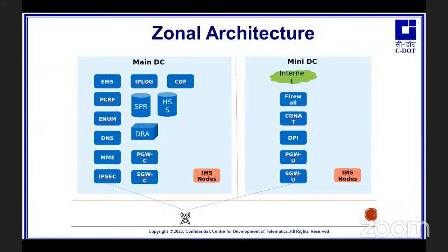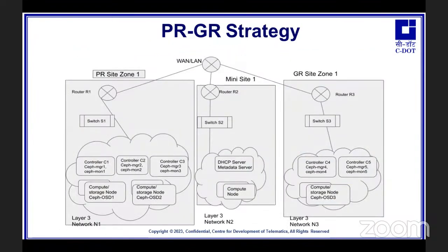It is there. This is a brief thing. Our intention is to make you understand that the main and mini DC are segregated on the basis of control plane and data plane. So all nodes are not covered in that pictorial representation. Mainly the signaling and data plane segregation has been given. So basically, this is the PR-GR strategy. For PR-GR, you can see the PR on the left side and the GR on the right side.